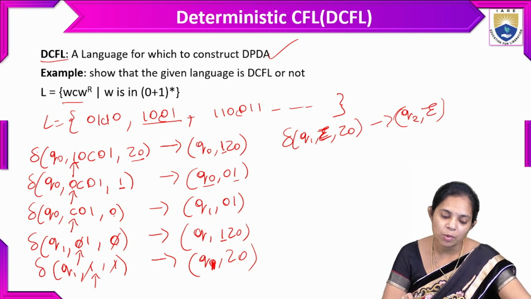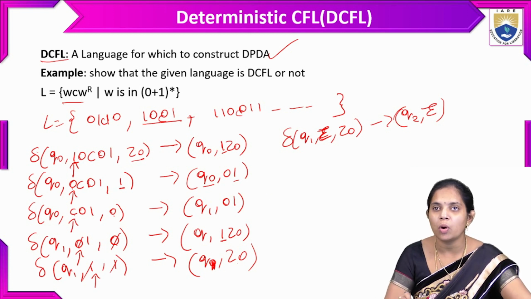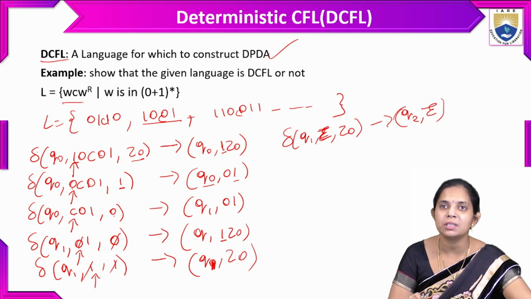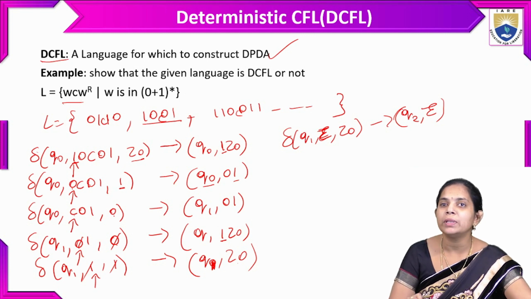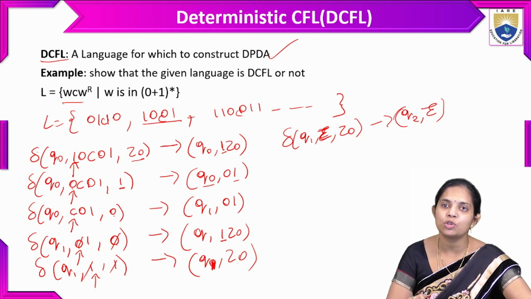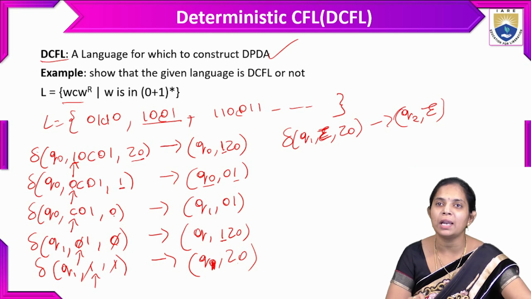We discussed the deterministic pushdown automata. So how can we say that it is a context-free language with determinism? We can say that a language for which we can construct a deterministic pushdown automaton is called a deterministic context-free language.